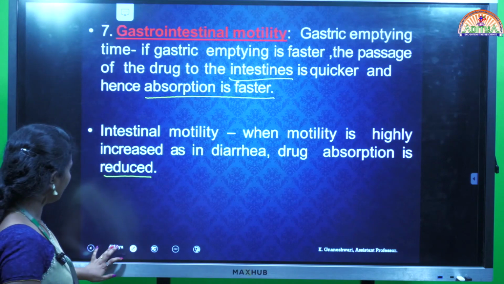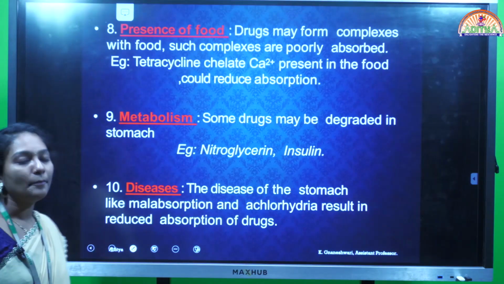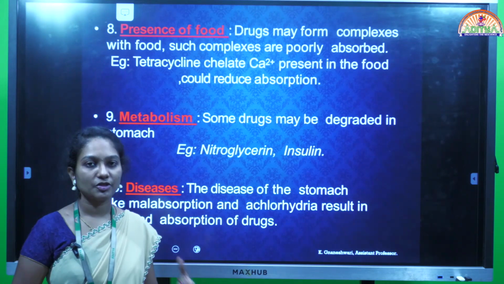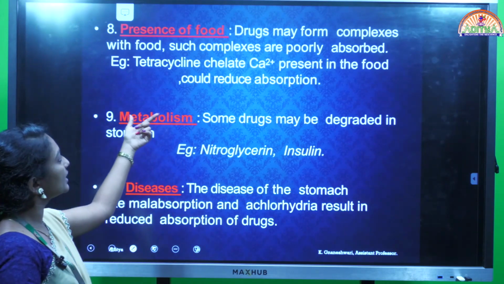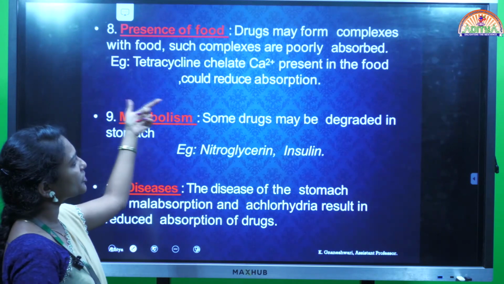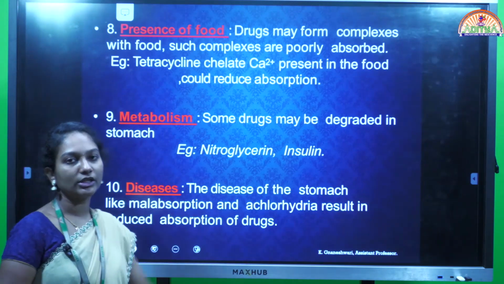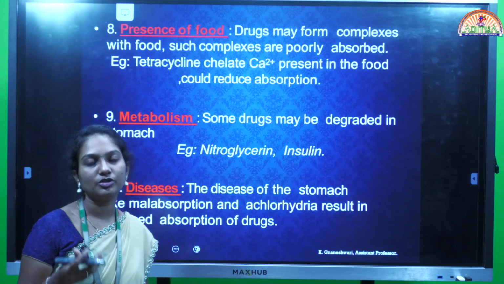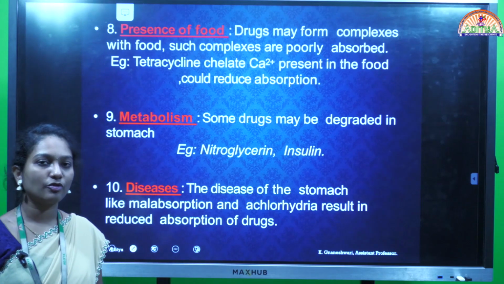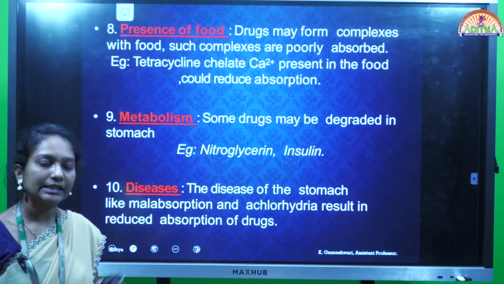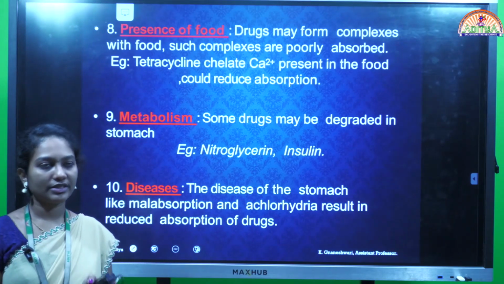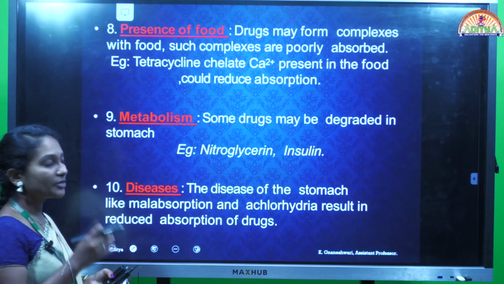And next is the presence of food, where food could also alter the absorption rate. Just like the examples of tetracyclines, they could interfere with the calcium products within our food, such as dairy products. They will form chelates, and they will reduce or delay the absorption time. So that is with the presence of food.